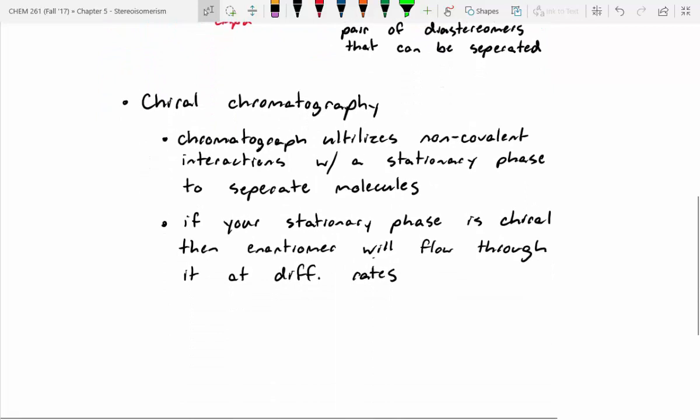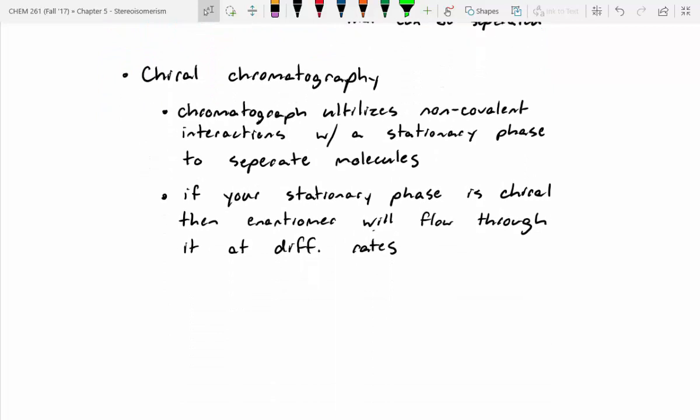Yep. That's a good question. It really depends on the type of column that you buy and how good you are with your chromatography techniques. But I would argue chiral chromatography, given our current instrumentation, is pretty hard to beat.